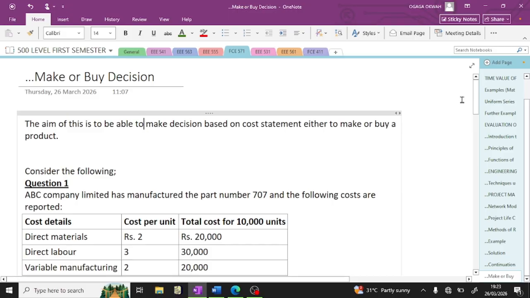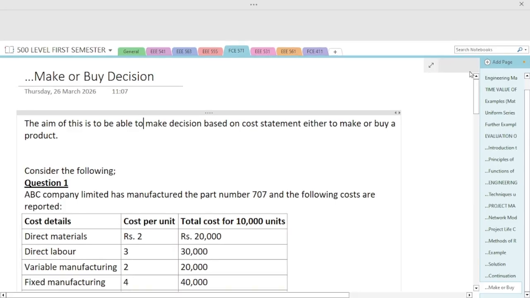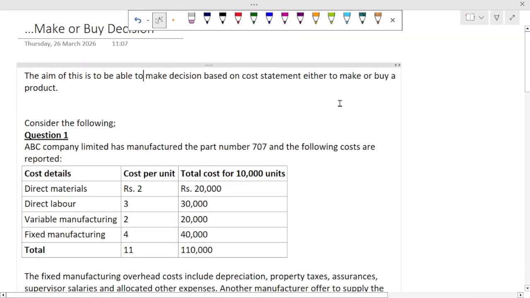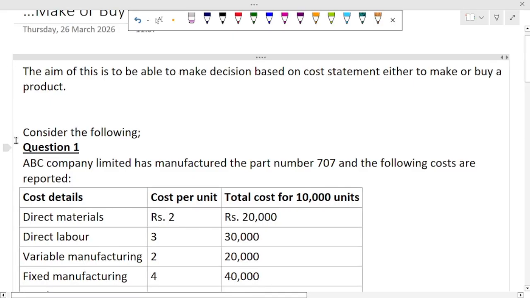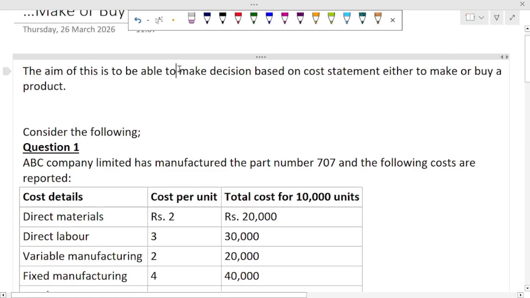So in this video, we'll talk about this topic: the make or buy decision. The whole idea is straightforward. You are part of a company, and you have the option to either produce a product or buy it. So what should you consider to make it or buy it? The aim here is to be able to make a decision.